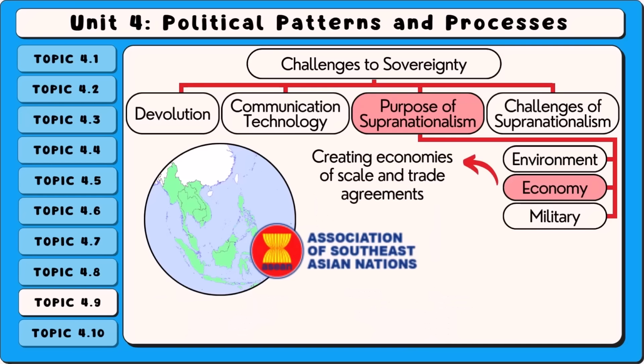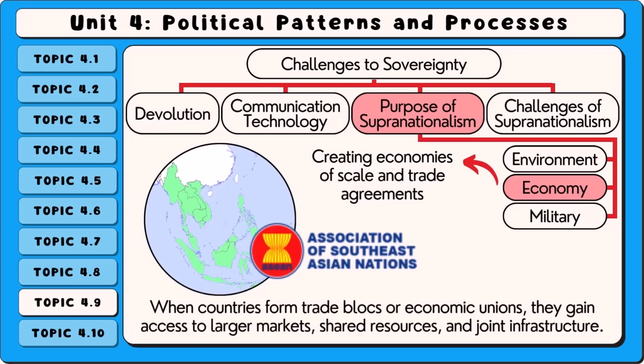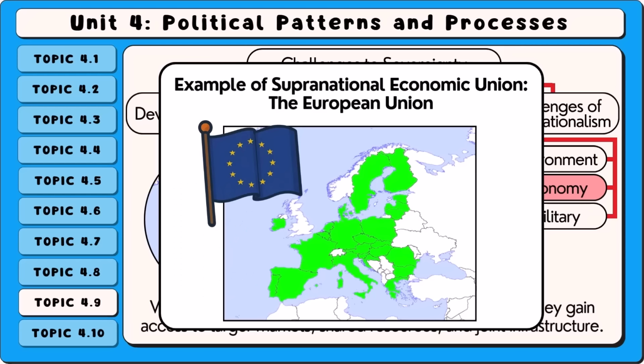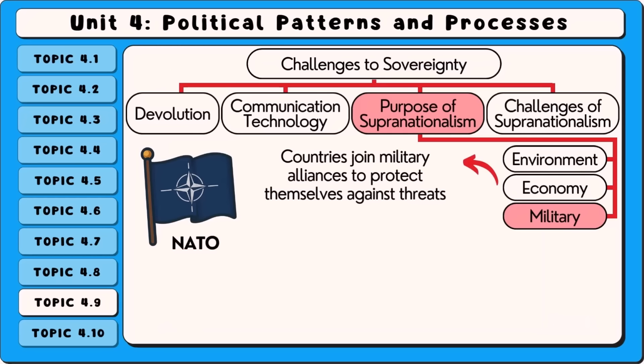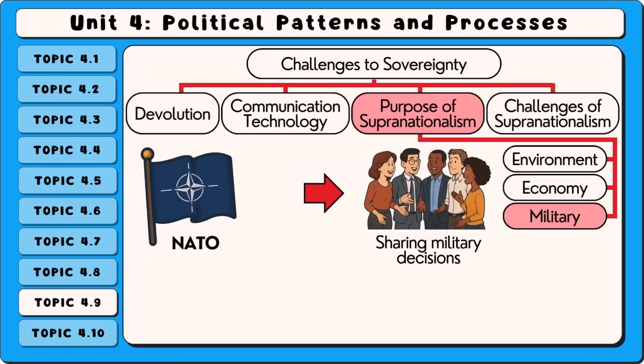The second purpose is creating economies of scale and trade agreements. When countries form trade blocs or economic unions, they gain access to larger markets, shared resources, and joint infrastructure. The European Union is an example of a group where members trade freely and follow common economic policies. The third purpose is building military alliances. Countries join alliances like the North Atlantic Treaty Organization to protect themselves against threats, but this also means sharing military decisions with other countries.